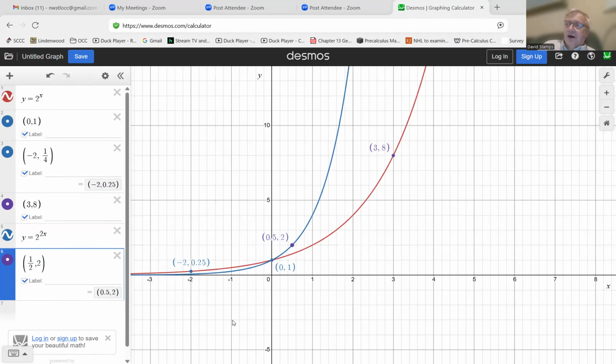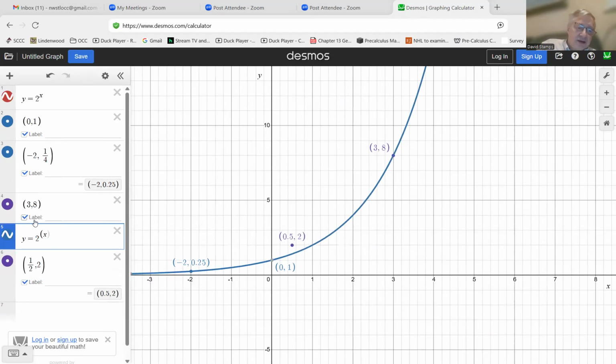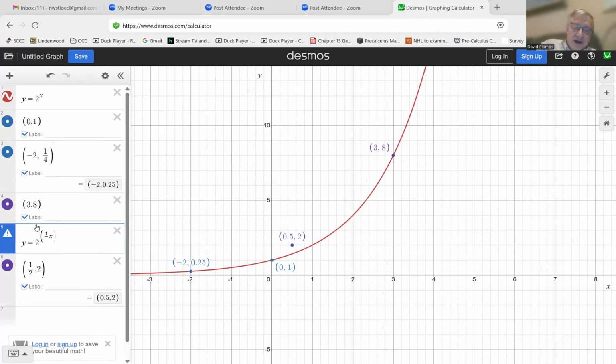So multiplying the x by a number bigger than 1 will actually compress the graph and bring it closer to the vertical axis. And then, as you might expect, if I make this a number less than 1, like say 1/3 x, it would stretch the graph 3 times the distance away from the vertical axis.